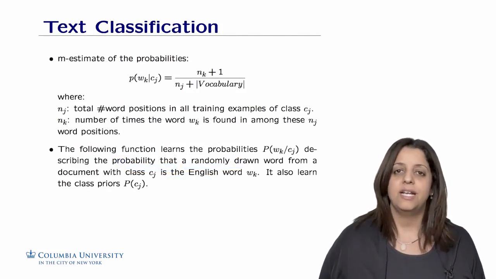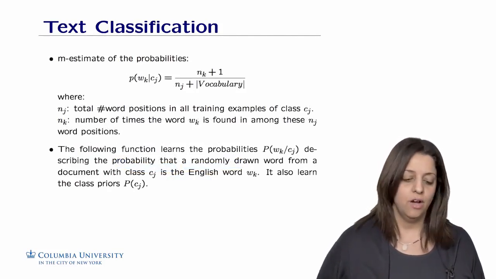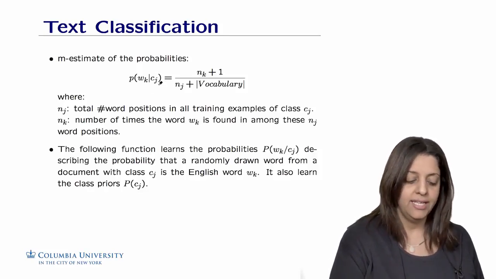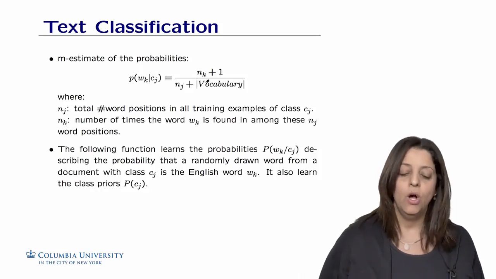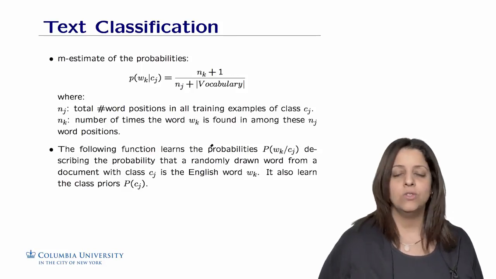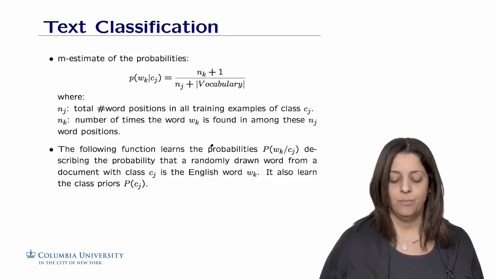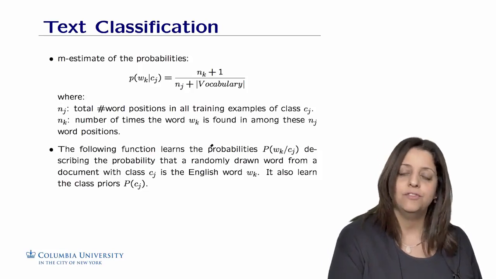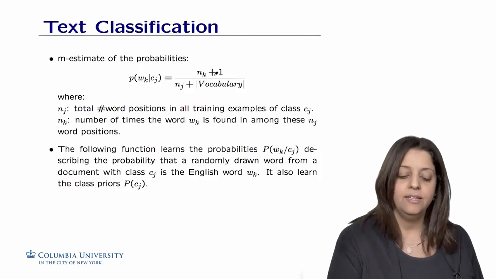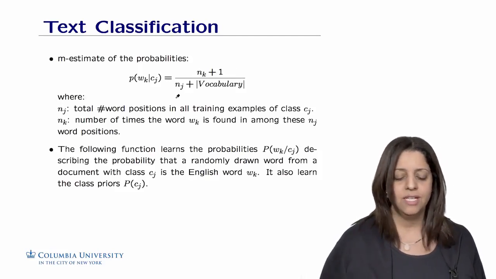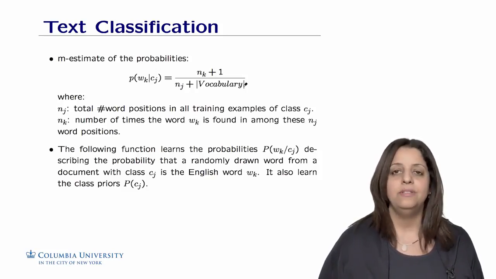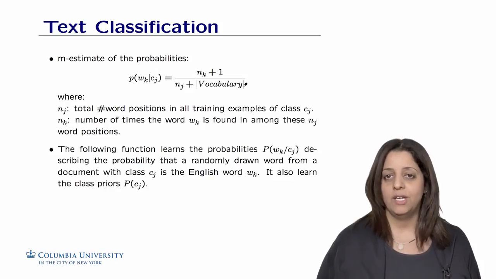A good estimate for text classification is as follows. The probability of a word wk given the class cj, we're going to take nk plus 1, where nk is the number of times the word wk occurs or is found among these nj word positions. And nj is the total number of word positions in all training examples of the class cj. So we're going to correct for having this probability equal to 0 by adding 1 to the numerator and adding the size of the vocabulary to the denominator. So that's enough for estimating the probability and avoiding having the probability being 0 for some words that do not occur in one class or another one.